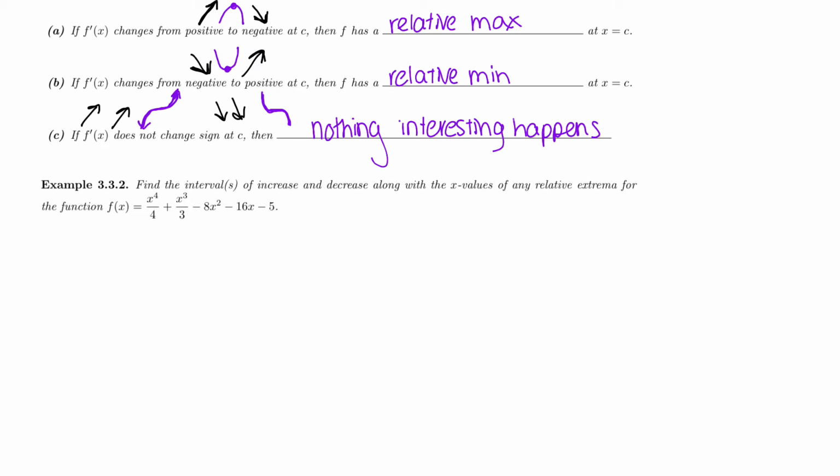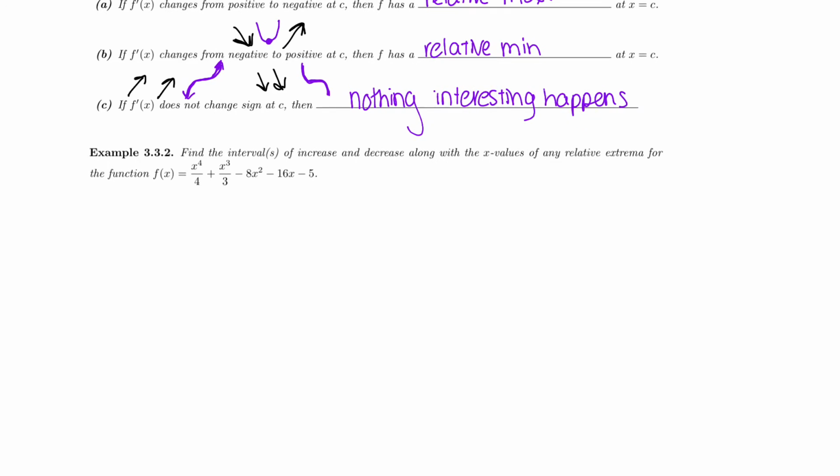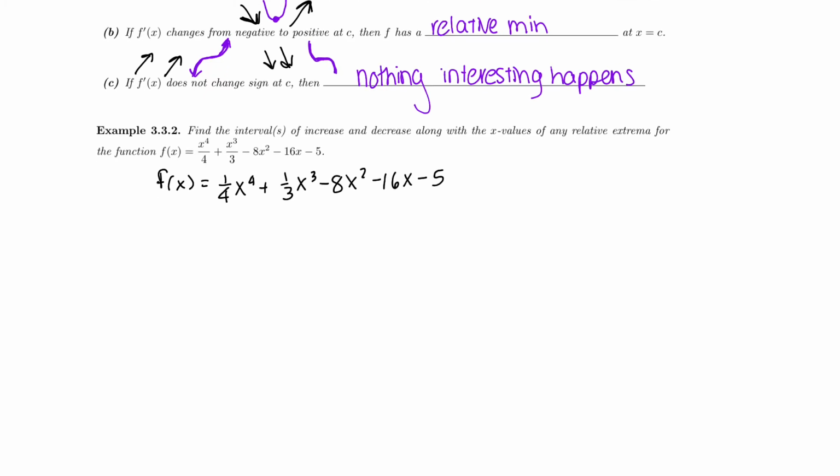So now what we're going to do, and this is going to be kind of common from here on out, is we're going to find intervals of increase, decrease, and we're going to find relative maxes and relative mins. So with this function, I'm going to rewrite it for us. This is the same thing as 1/4 x to the 4th plus 1/3 x cubed minus 8x squared minus 16x minus 5. We're going to take the derivative. We're going to find our important values. We're going to make a sign chart, and then we're going to determine which ones are maxes and which ones are mins.